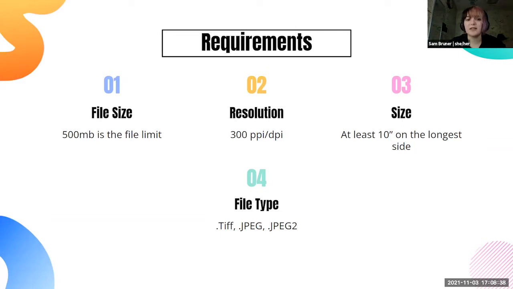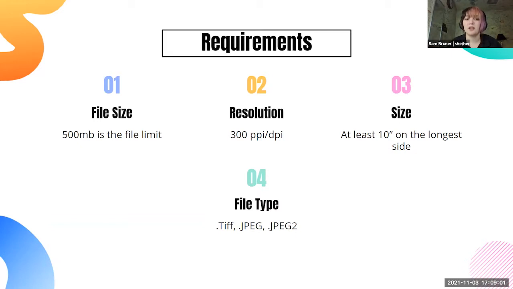The resolution needs to be 300 ppi or dpi. They're kind of the same thing for all intents and purposes. What that means is basically 300 DPI is print quality. So what we want to do with your image in the future is print it out on a big poster board. So we need to make sure that it's good quality and it's going to look the best that it can be.